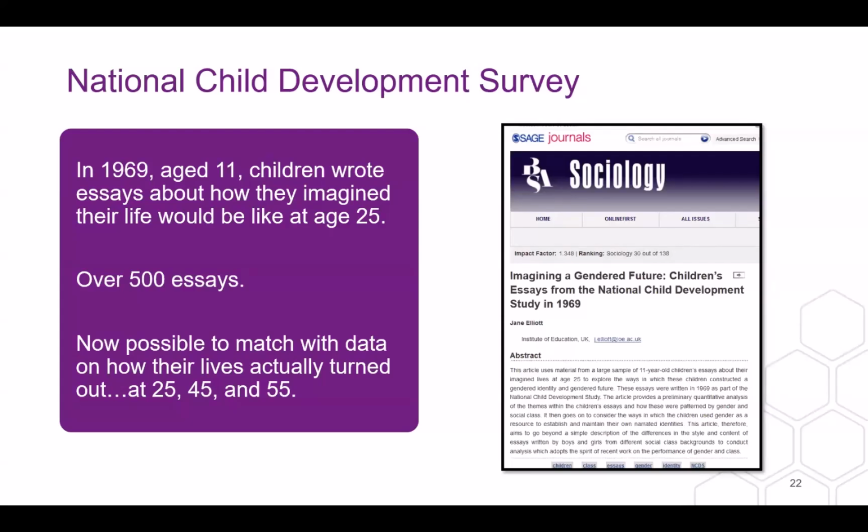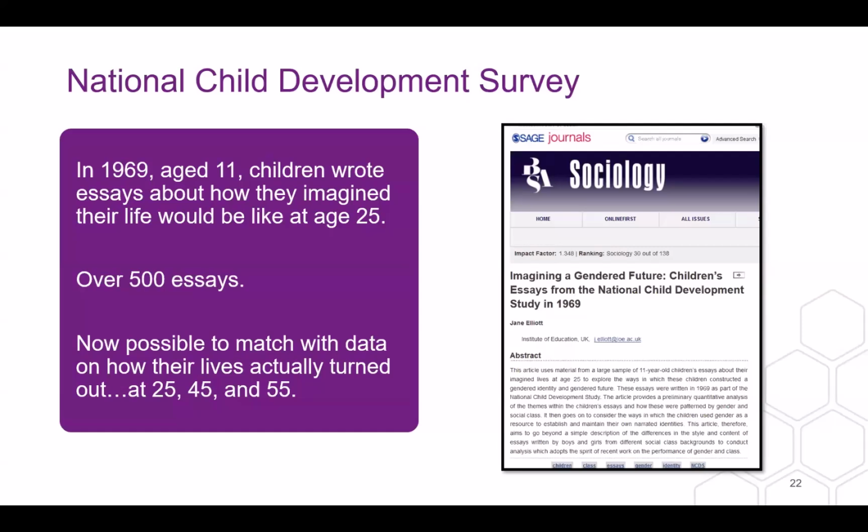Some of them are just a few lines. Some of them are little paragraphs. But what's really valuable about this collection is twofold. One is that it's actually quite a large sample size, particularly for a qualitative collection. And the second is that you have the quantitative data to compare with what actually happened to them at age 25. So not only can you look at what they thought would happen, but you can go back and look at the surveys and the quantitative data from their lives at age 25 and now also 45 and 55.